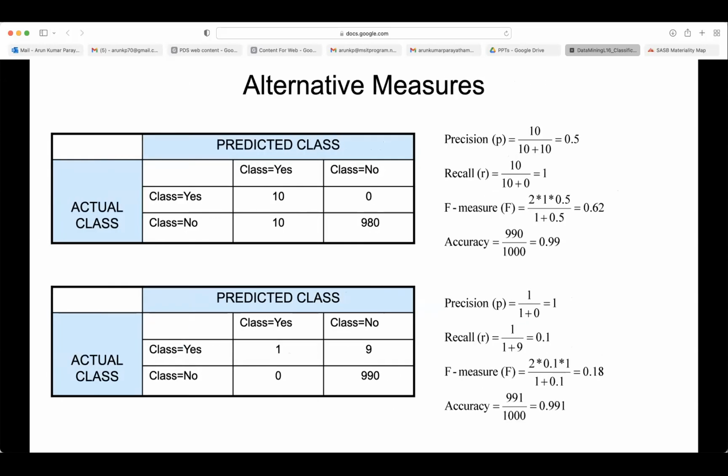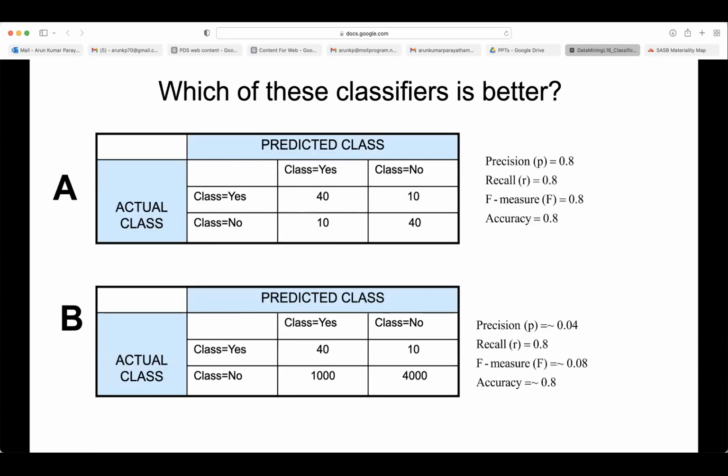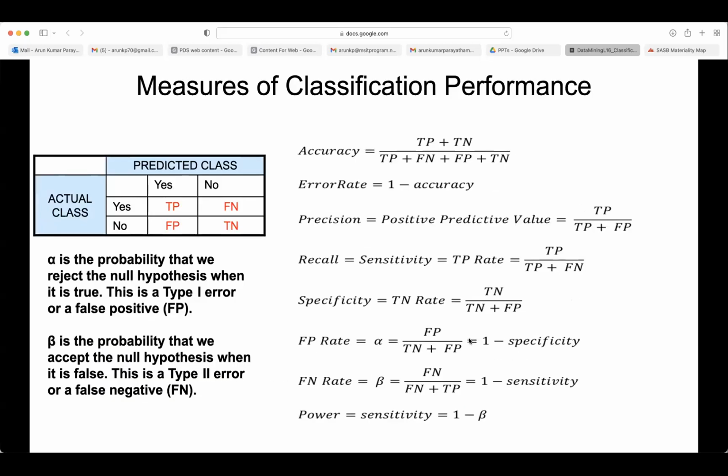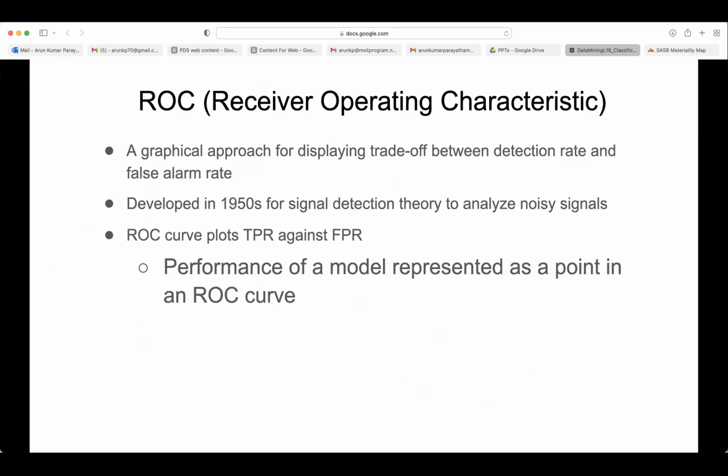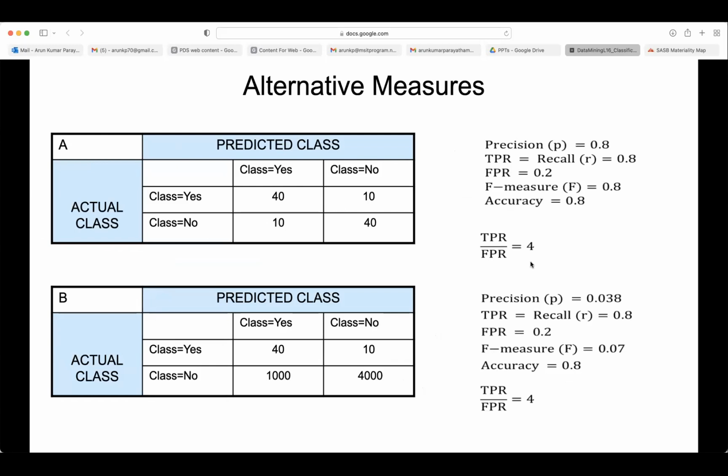So you should remember these formulas for specificity, all these things. Where is that big table? So false positivity rate is false positives by Tn plus Fp. And false negative rate is Fn by Fn plus Tp. For false positive Fp, you add true negatives Tn. For Fn, in the denominator you will add Tp, true positives. So if you use these formulas, you are getting TPR by FPR equal to 4 for both here.